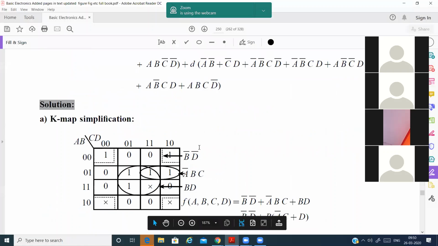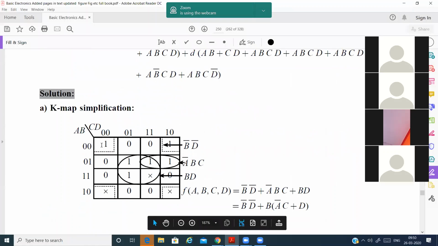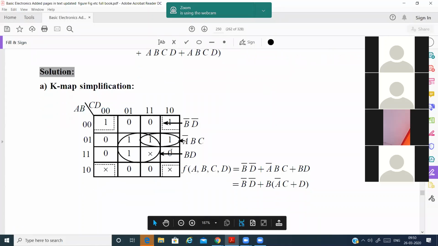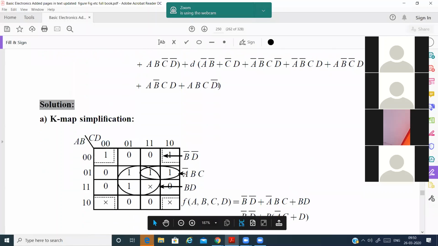Now, hope you have understood how to mark those things. So you can clearly see here, what we are going to do is, whatever we have marked, 8, 10, 15, everything is marked already. Now you have to group wherever you have 1. The remaining empty boxes we'll just fill with zeros.